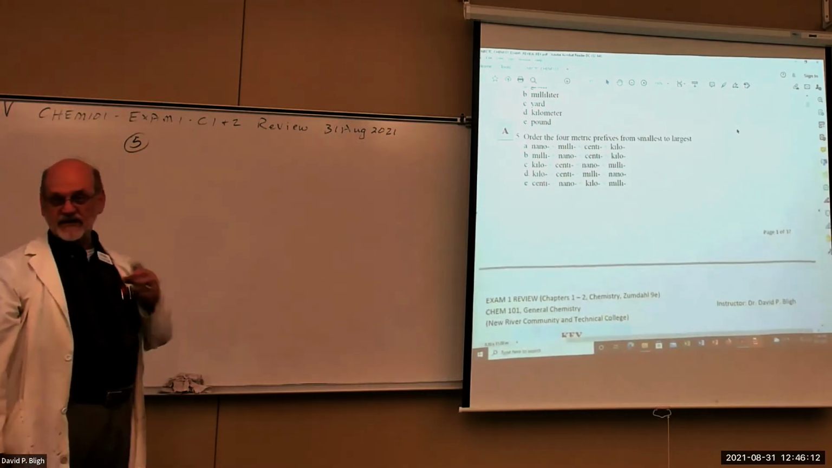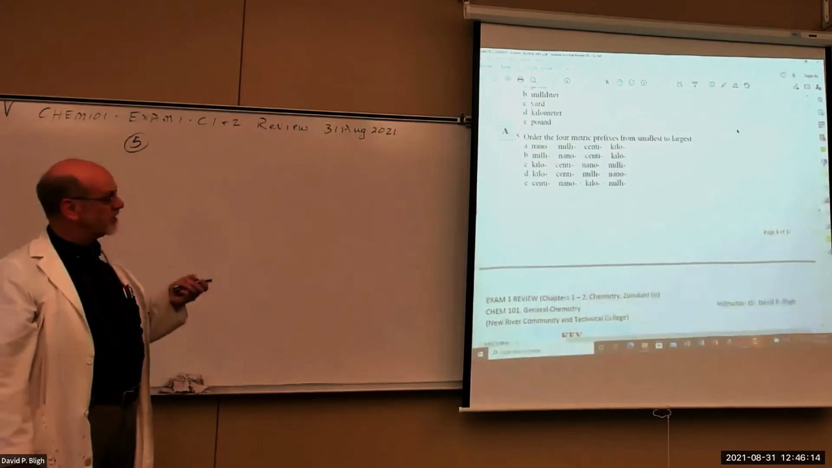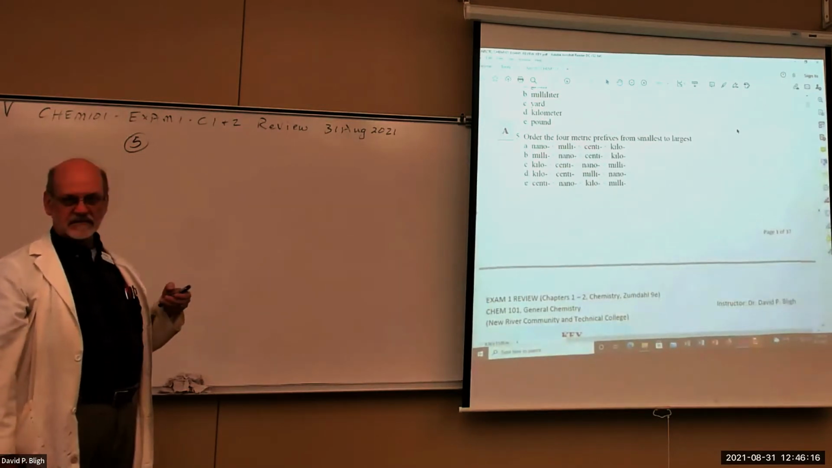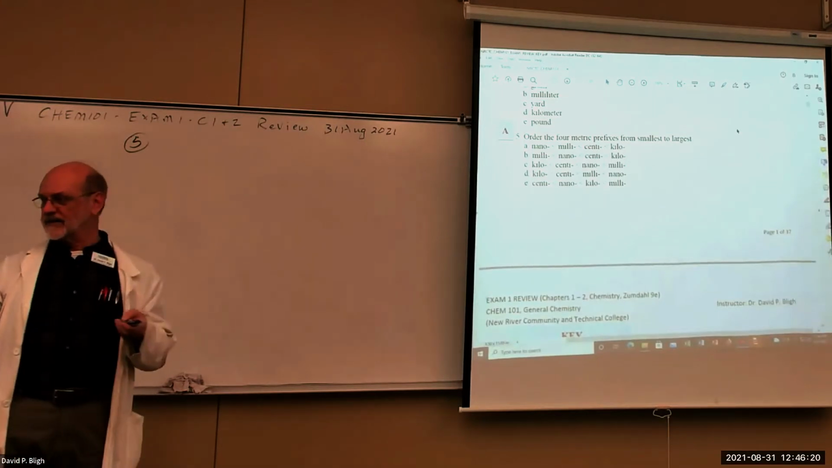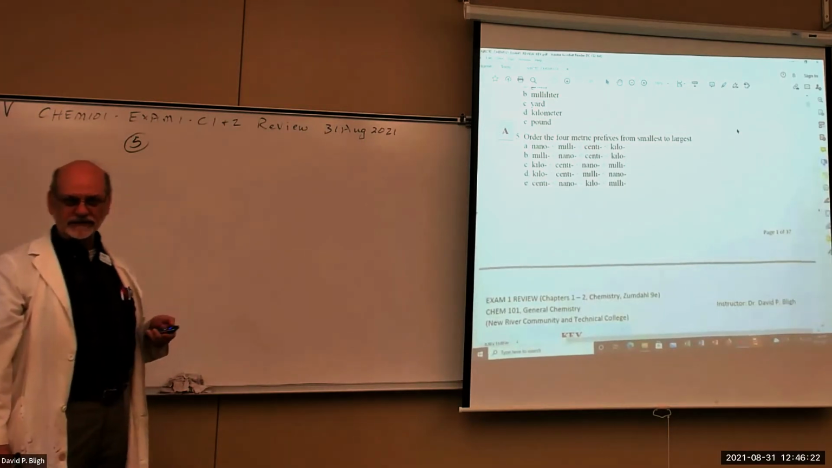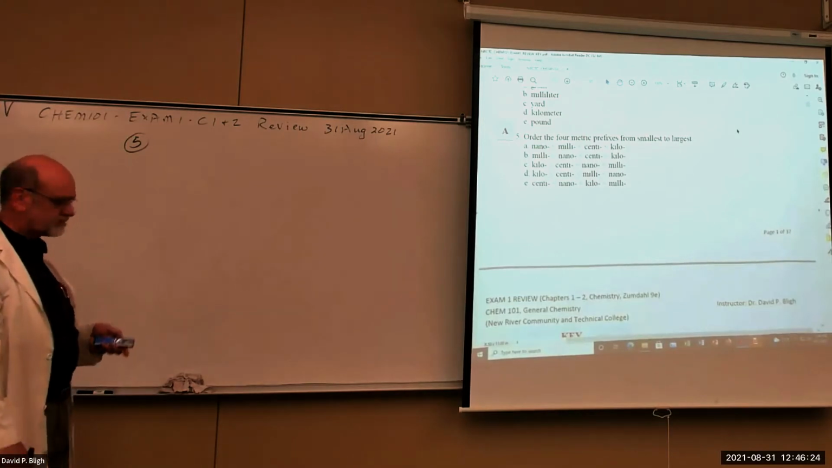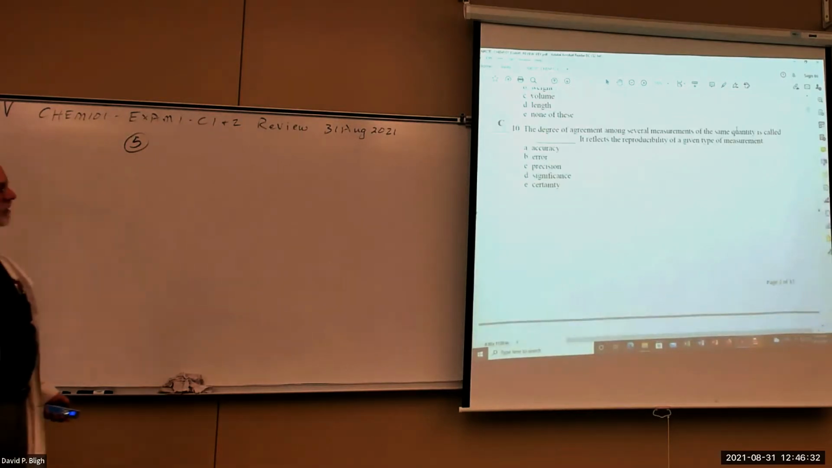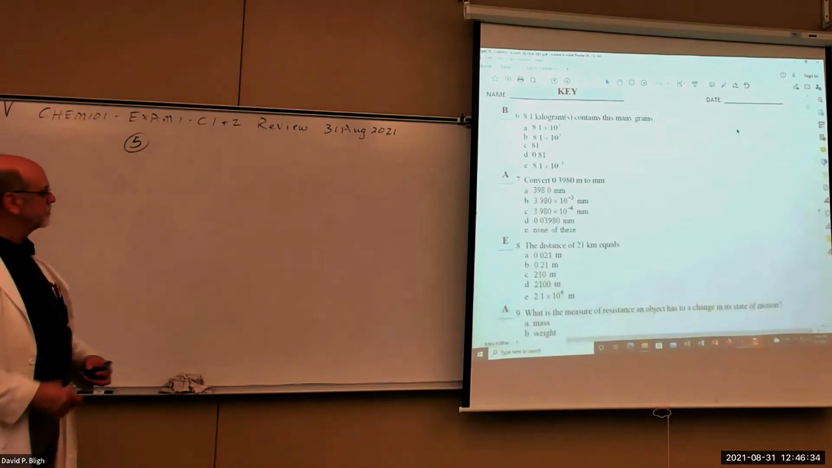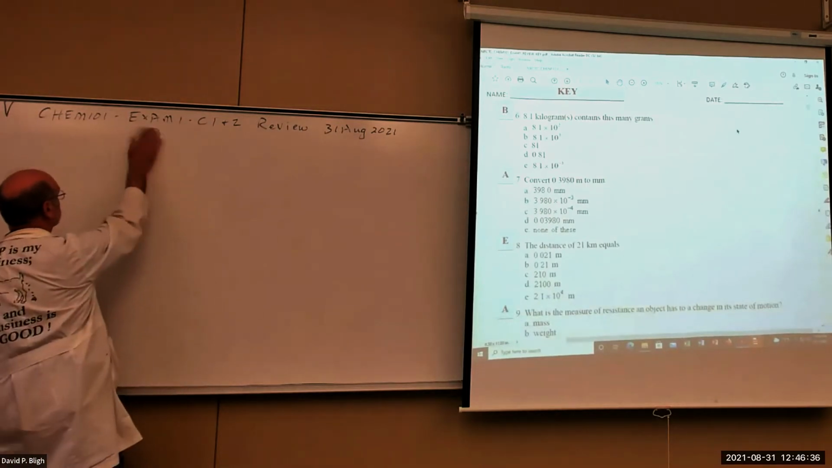Milli, 10 to the minus 3rd, a thousandth of. Centi, a hundredth. And kilo is 1,000 times, so that's obviously the biggest one. Okay, what's next on the list? 6 and 7.